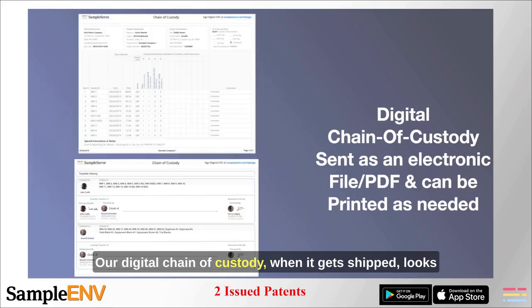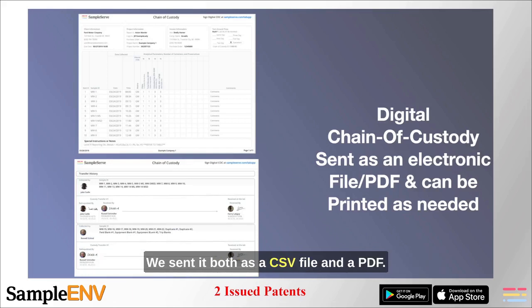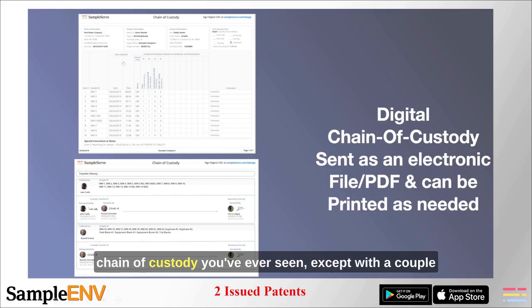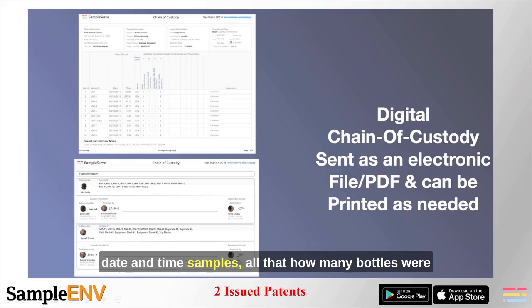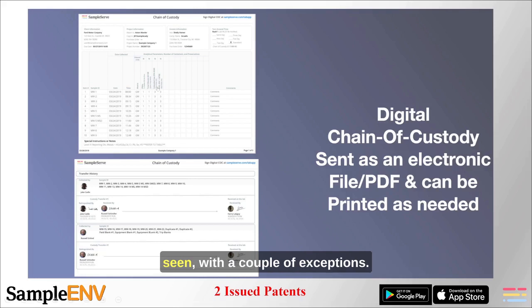Our digital chain of custody, when it gets shipped, looks like every other chain of custody you've ever seen. We send it both as a CSV file and a PDF. And so that gets sent to the lab and the mobile app, the lab login app. And you can see here, it looks like every other chain of custody you've ever seen, except for a couple of exceptions. It's got all the billing, project management, turnaround time, date and time samples, all that. All how many bottles were for each parameter, just like every other chain you've ever seen, with a couple of exceptions. The first exception is that you can actually read it.